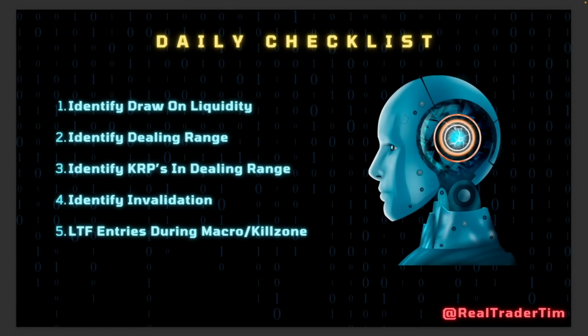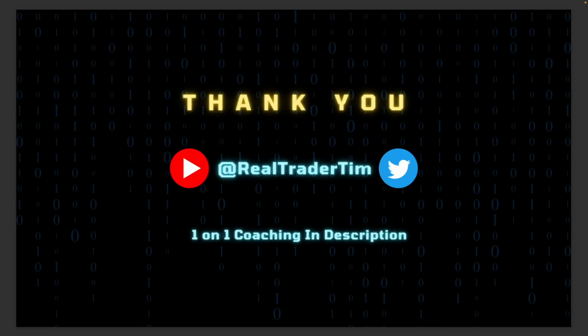So this is my daily checklist and what I look for every day when I sit down at the charts in the morning. First, I want to identify the draw on liquidity. Second, I want to identify the dealing range that price is operating within. Third, I want to identify the key reference points within that dealing range that price is operating in. Fourth, I want to identify an invalidation point. So from the previous example, my invalidation point would have just been if we got below that swing low that delivered to the hourly volume imbalance. And lastly, that's when we look for lower time frame entries during the macro kill zone once those key reference points get delivered to.